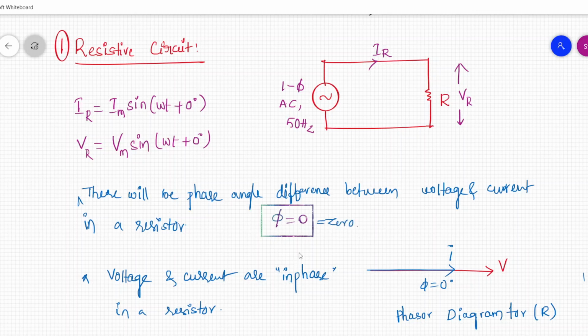Now let us see the same for a pure inductive circuit. Here we are going to see the same for the inductive circuit. The second circuit is inductive here.